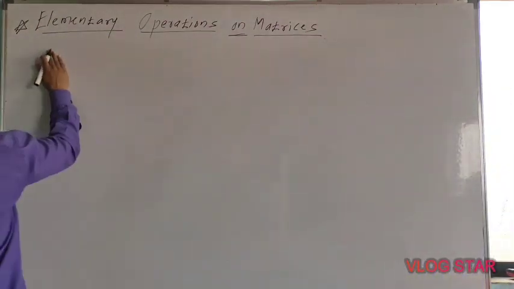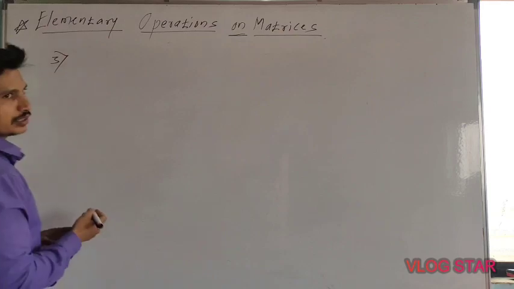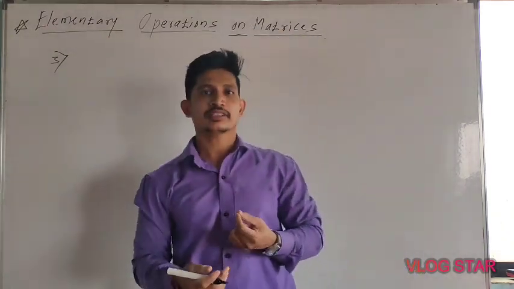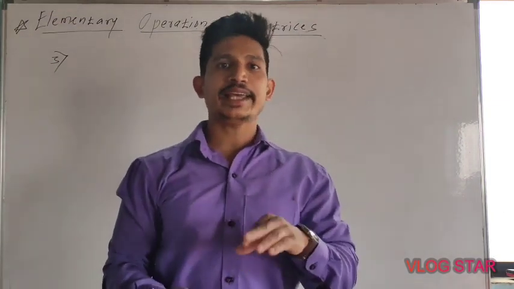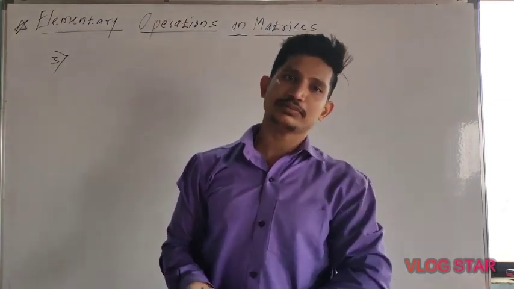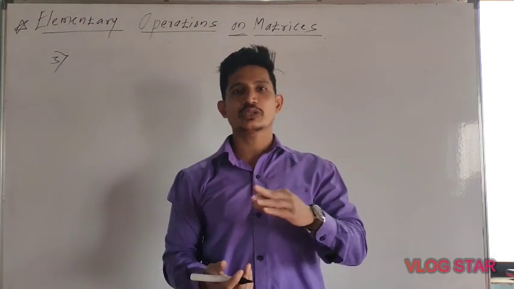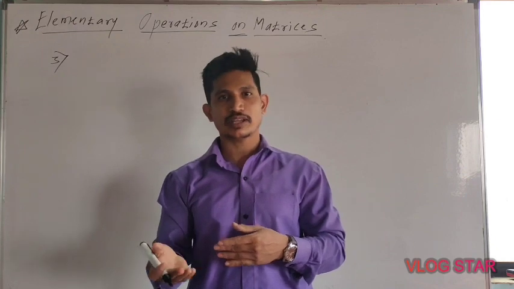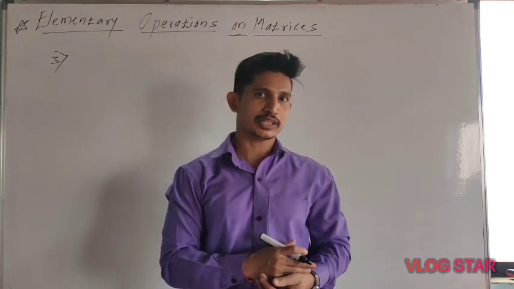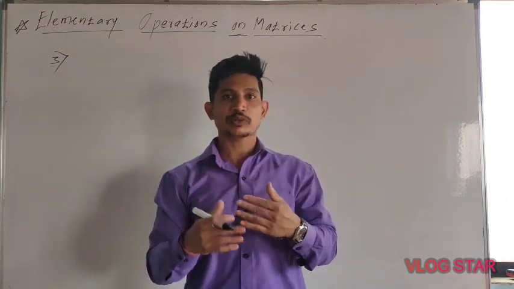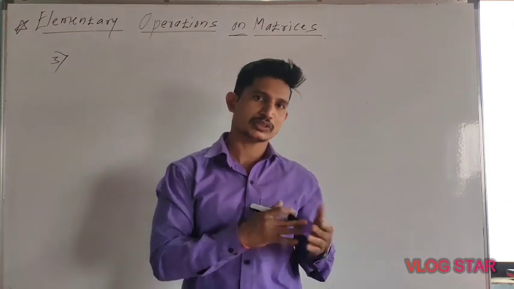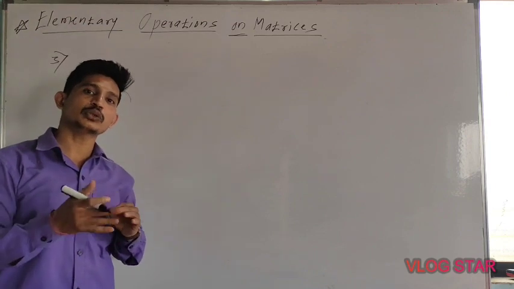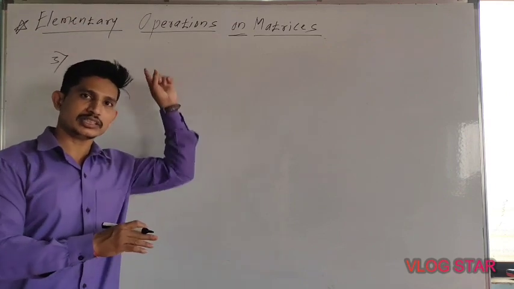Third operation I'll write here. We can add or subtract a number of rows or a number of columns. That means we can add the rows or add the columns, and similarly we can subtract the rows and subtract the columns also. See here how I am going to add and subtract the rows and the columns. This is the third operation.